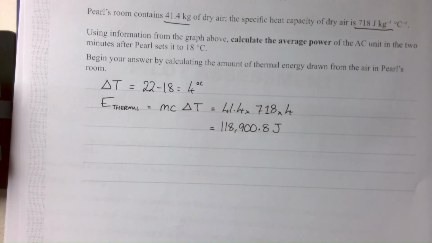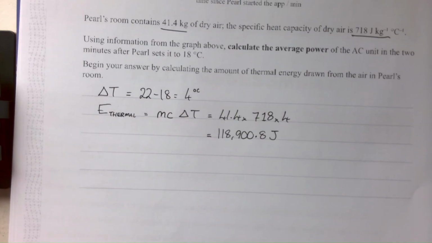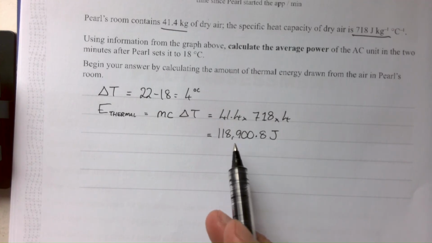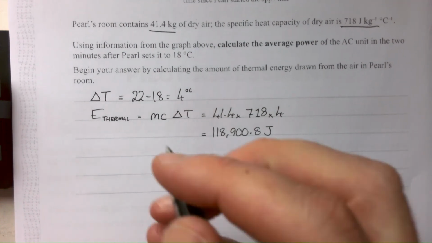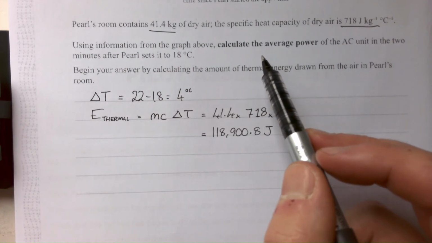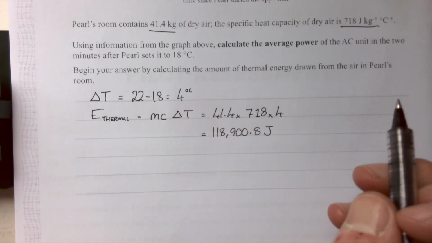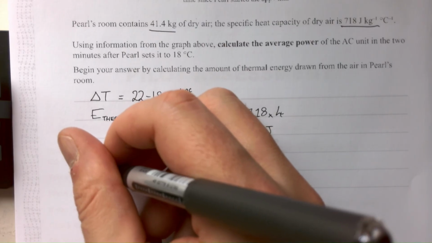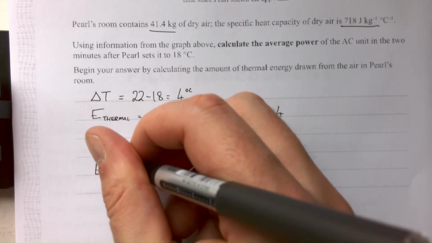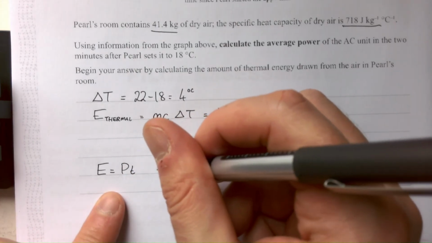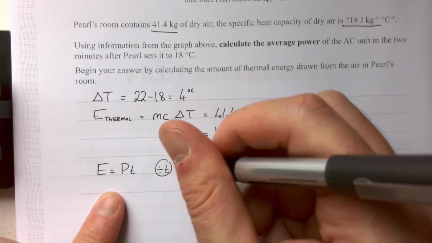Okay? If we stop there, that is a merit answer. If you made a mistake in doing that, that's achieved. In order to get onto the excellence grade, you have to use the power equation. Calculate the average power of the unit in those 2 minutes. And from the first page, our power equation that relates energy and time is this. We want to get power on its own, so I'm going to divide both sides by T.